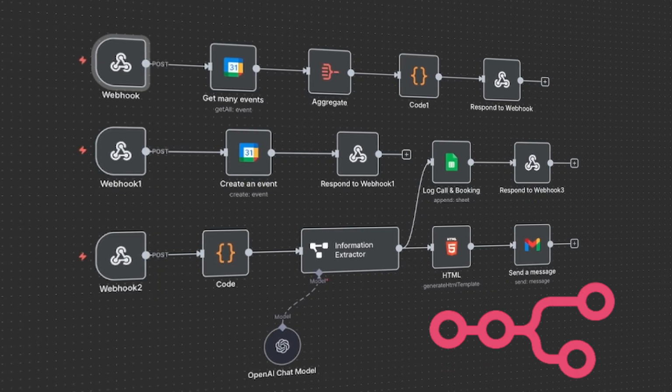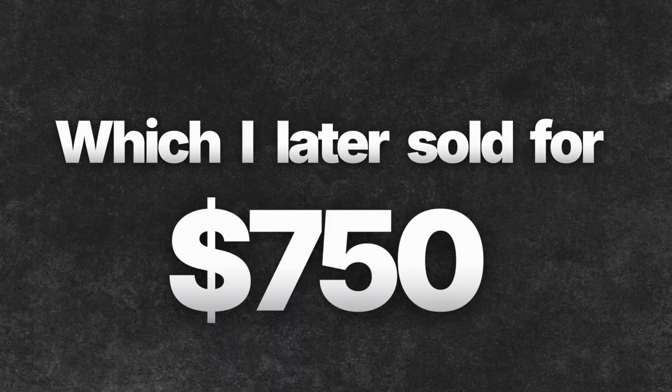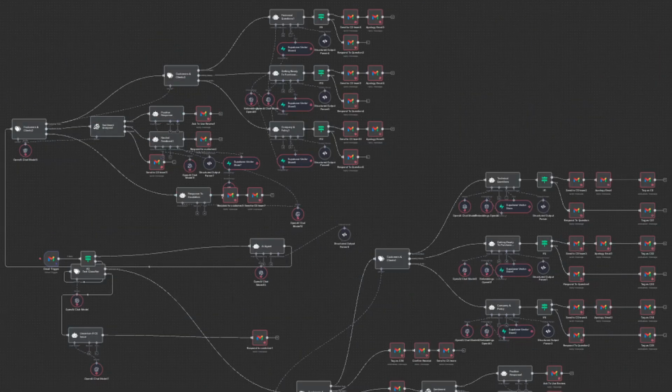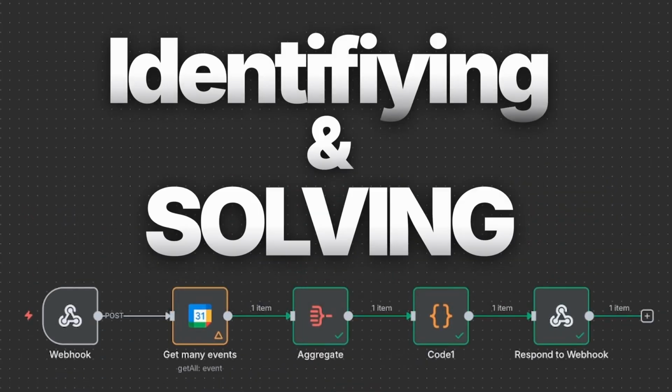2.5 hours. That's how much time it took me to build this automation in n8n, which I later sold for $750. By now, it should be clear that making a 300 node AI workflow means absolutely nothing to a business. But identifying and solving a specific problem is how you actually create value.